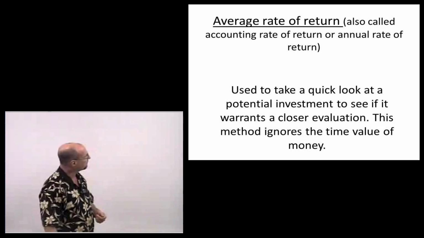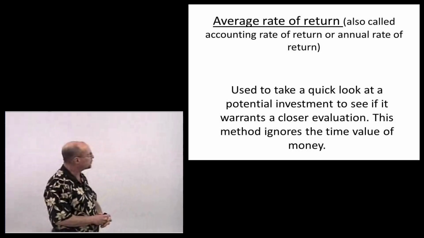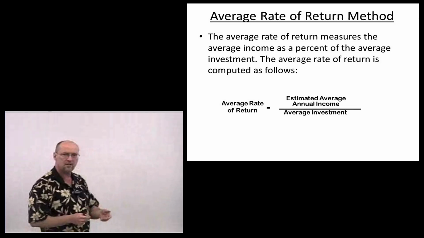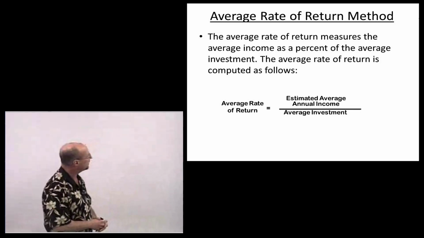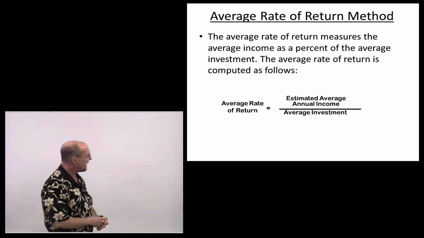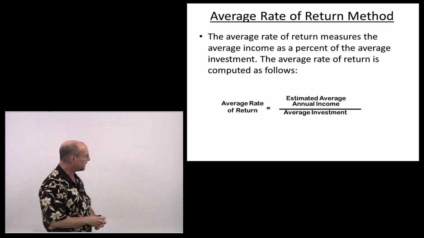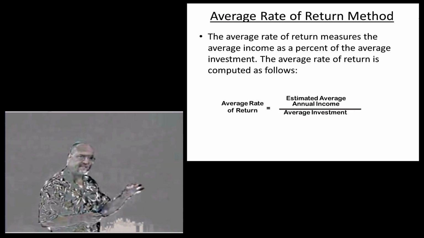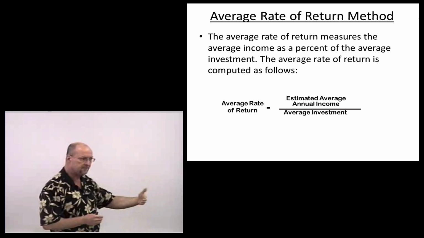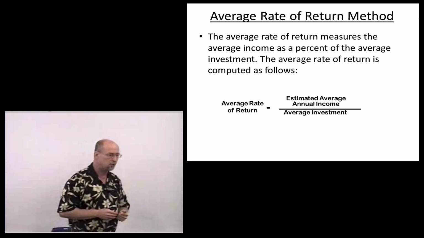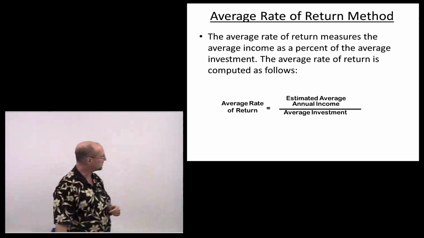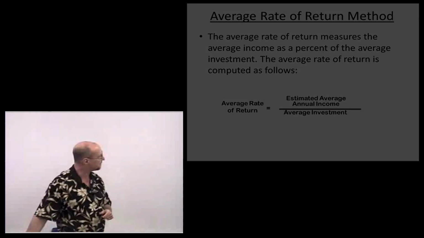The accounting rate of return, average rate of return, whatever you want to call it. We take income, which is an accrual basis term, and notice the formula we're going to use. Estimated average annual income. When we say estimated average annual income, this is from the investment only. If we make this investment, what income would this generate each year? And we're going to divide it by the average cost of the investment. That's the formula we're going to use for this method.